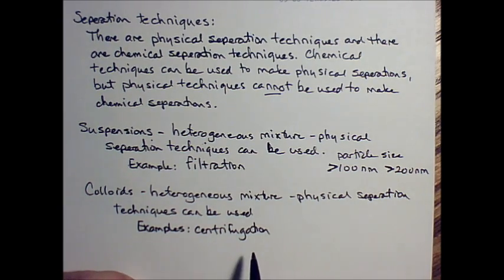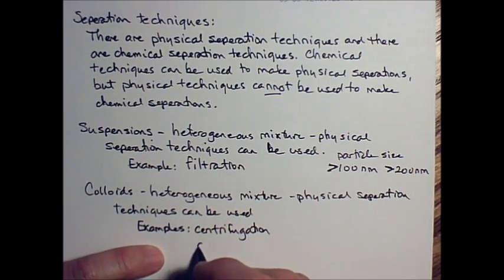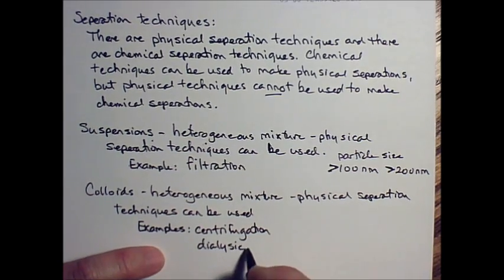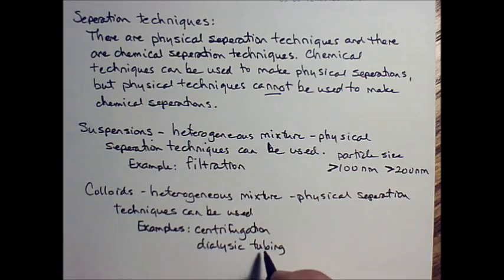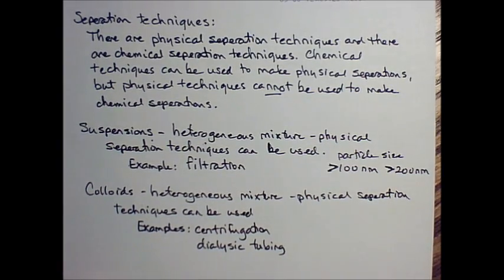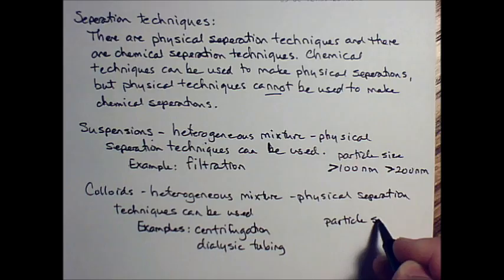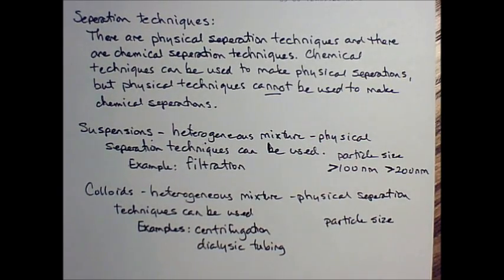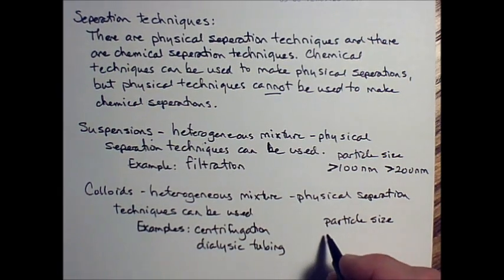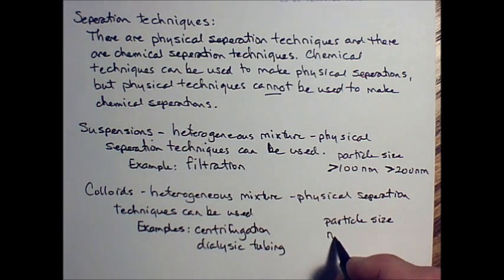Okay. Listen. Another way you can separate out colloids is with dialysis tubing. Dialysis tubing can be used to separate out the colloidal particles. And the particle size for colloidal particles, and this depends on who's deciding, but they're almost always between the size of a nanometer.